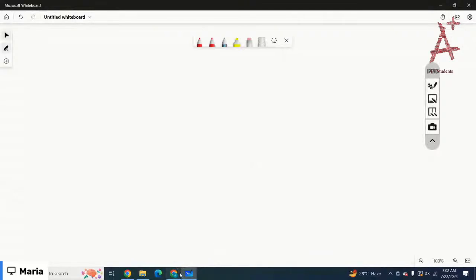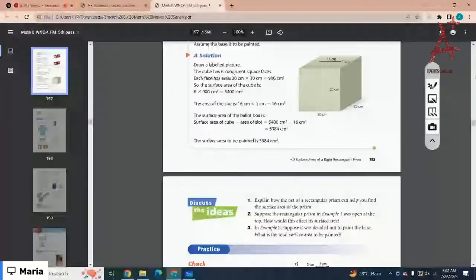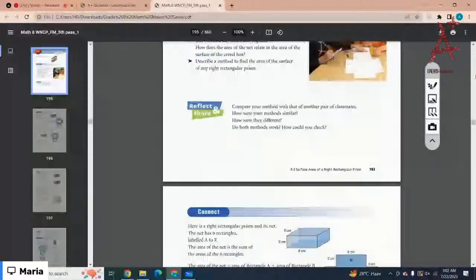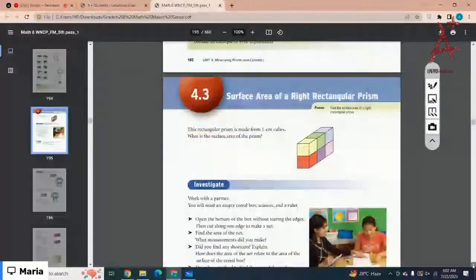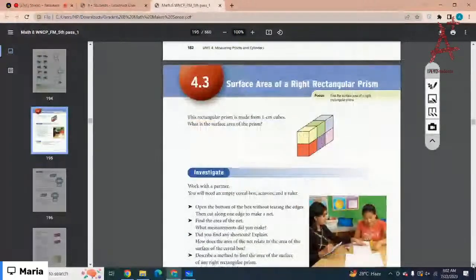Okay, let me just go back to 4.3. Here is 4.3. Let's start with 4.3, surface area of rectangular prism. So we are going to learn how to calculate the surface area of a right rectangular prism. Here is a right rectangular prism. You can see this one is the right rectangular prism.